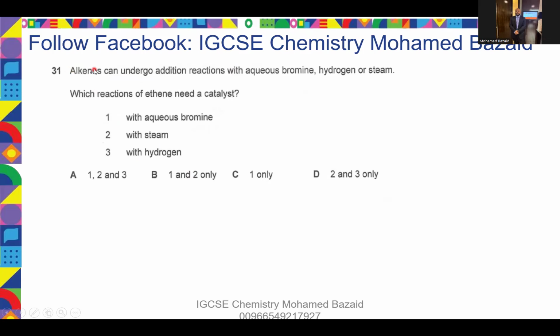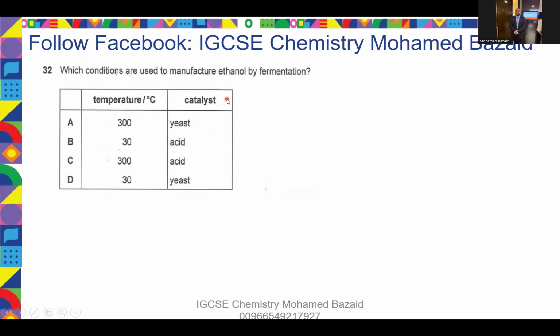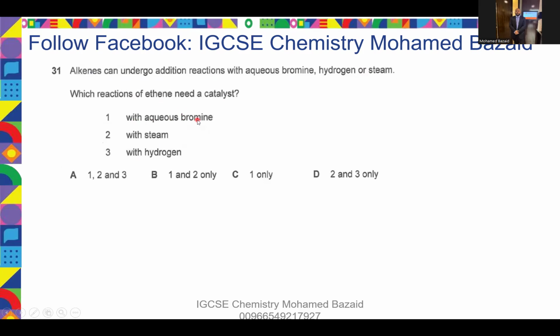31. Alkene can undergo addition reaction with aqueous bromine, hydrogen, or steam. Which reactions of ethene need a catalyst? With aqueous bromine? No. This is the test of alkene. It happens at room temperature without any catalyst. But if you add steam to alkene to form alcohol, you need acid, phosphoric acid, as a catalyst. And if you add hydrogen, you need nickel as a catalyst.